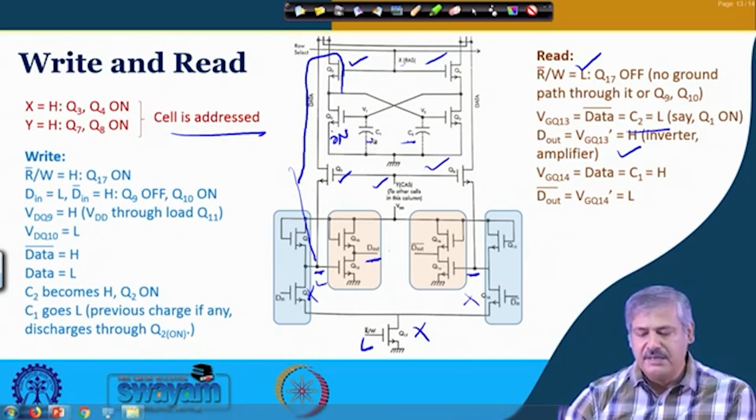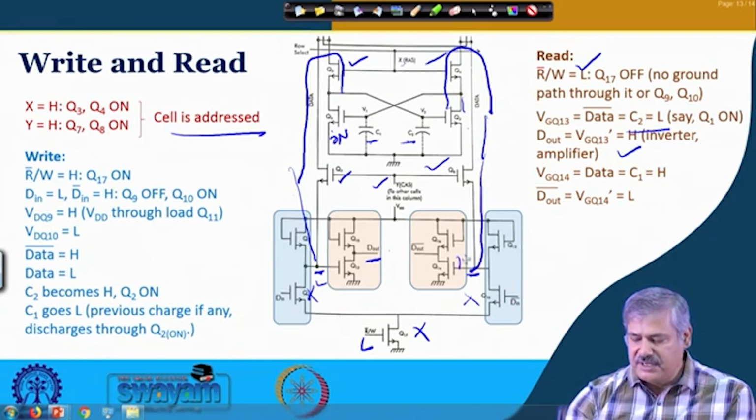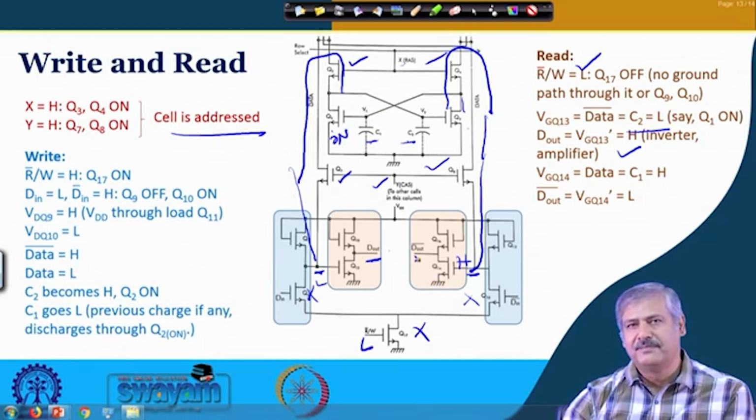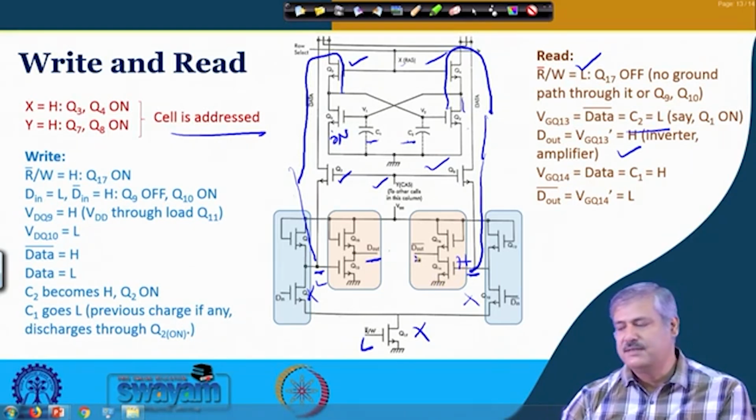C1 is high, and Q2 is off. So, this high comes over here through this data line and comes to this point. So, this is high, this transistor is on, Q14 is on, so this output is low. This is the way data is read from the cell, fine.